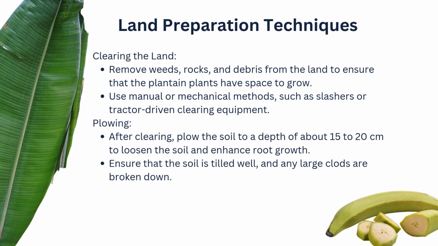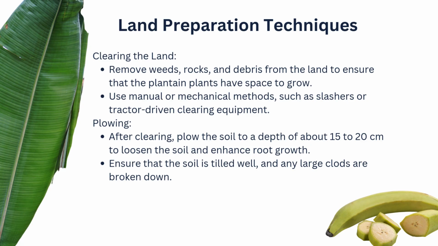Another thing you want to check is the clearing of the land. Once you have identified this land and done the test, the next thing you want to do is clear it. Remove all weeds, rock, and debris to ensure that the plantain has space to grow, right? I would say look for a mechanical or manual method. The manual method is people coming to clear. Mechanical means looking for a tractor, tractor clearing equipment, or slashers. There are smaller slashers you can use for small scale.